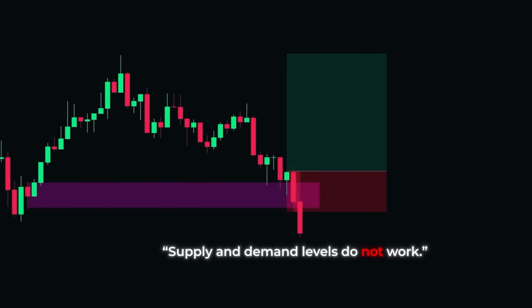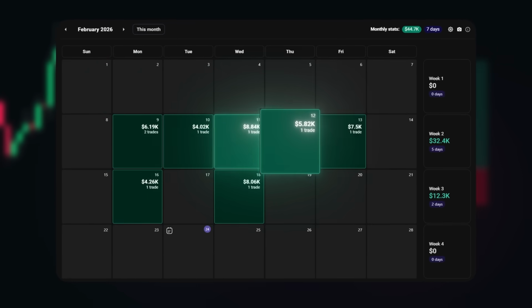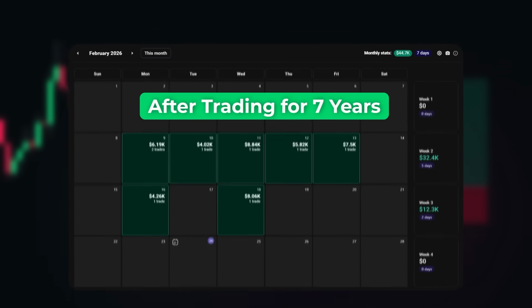Now, before you get mad at me in the comments, I also trade supply and demand levels myself. In fact, it's one of the core strategies I use that has made me consistent profits after day trading for 7 years. So, how did I manage to be profitable, but most traders who trade the same strategy aren't?